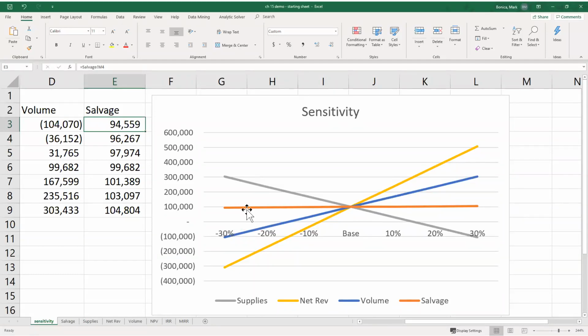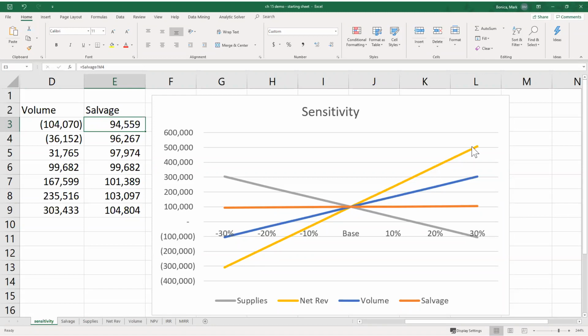When we can see and visualize this, we can say, look, we just don't care that much about salvage. It's just not going to make that much difference. If we're wrong by 30% in either direction, it's just not going to have that much impact on the overall profitability of our estimates, right, of our project. But if we're wrong about net revenue, it's going to have a dramatic effect.